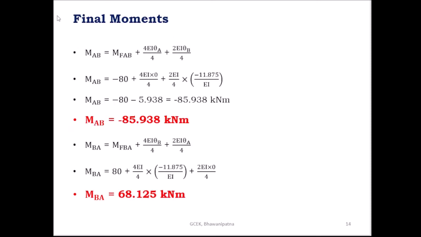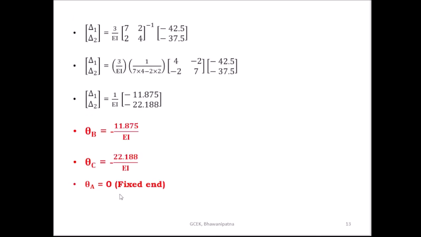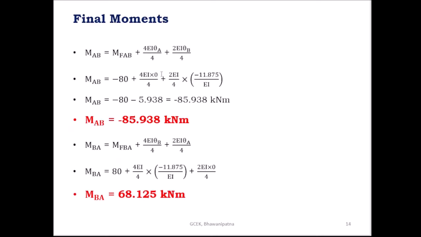Then find out the final moments by using the slope deflection equations. So MAB is equal to MFAB plus 4EI theta A by 4 plus 2EI theta B by 4. Here you got theta A, theta B and theta C. Theta A is equal to 0, theta B is equal to minus 11.875 by EI and theta C is equal to minus 22.188 by EI. So put the values of theta A and theta B here. Then MAB is equal to minus 85.938 kilonewton meter.